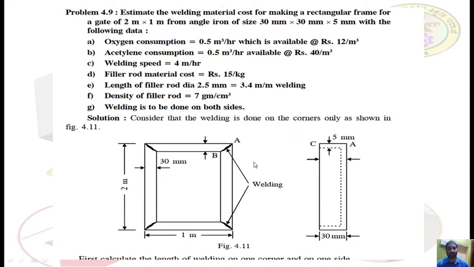The total length equals 4 corners. The total length for one corner is AB plus AC. The AC length is 30, we know, but we don't know the length of AB. We have to find out the length of AB. If you add AB and AC, that will give you the total length in one corner. We have 4 such corners, 1 2 3 4. So multiplied by 4, that will give you the total length of weld in all the four corners.